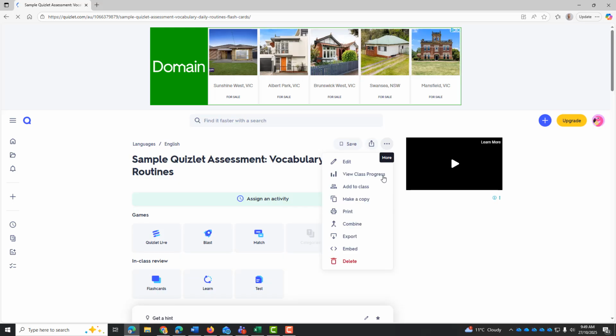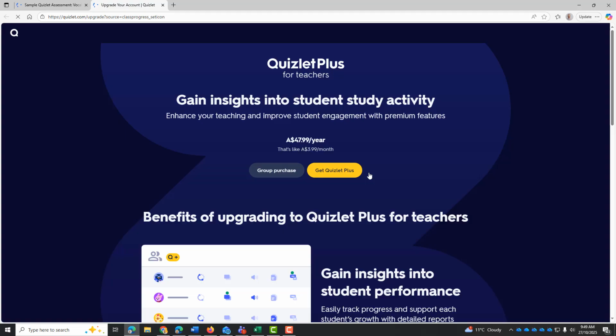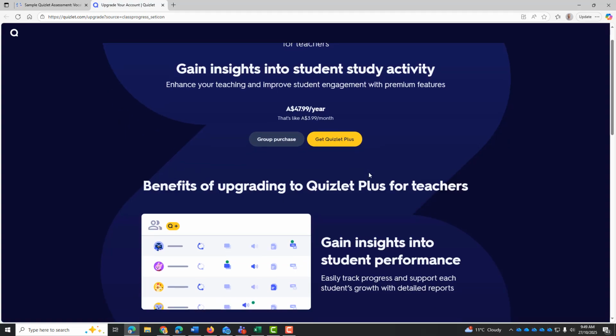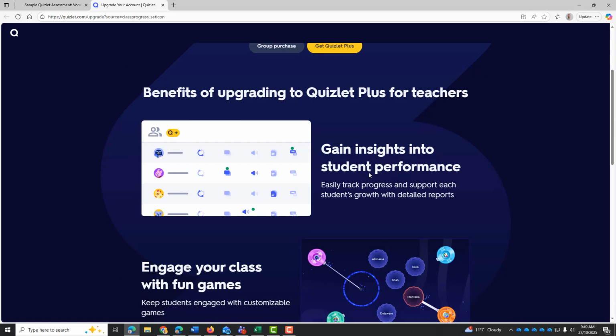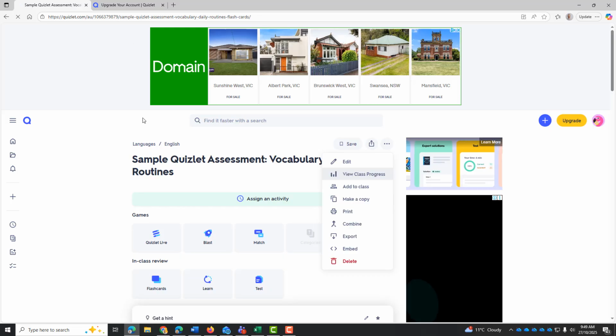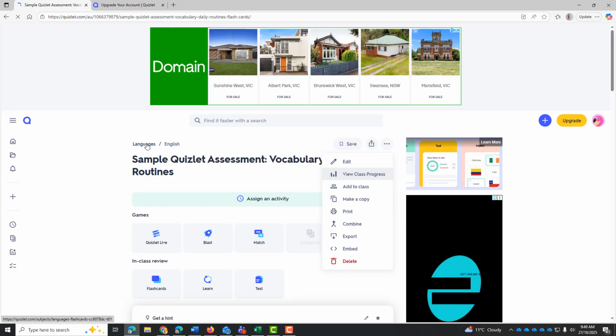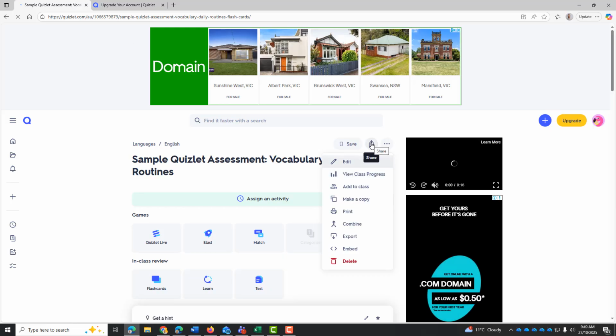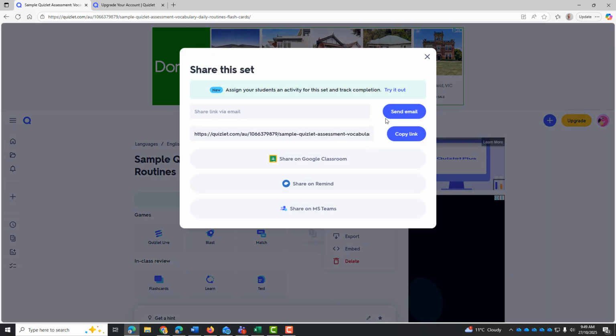In the paid versions, you can click on View Class Progress. This is paywalled though, so $47.99 a year. But you know, if a number of teachers are using it, then it may be worth the investment. So yeah, probably the easiest and the most common. And don't forget that you can share all of these functions as well.